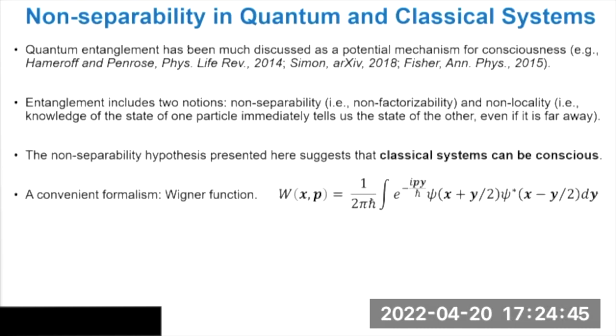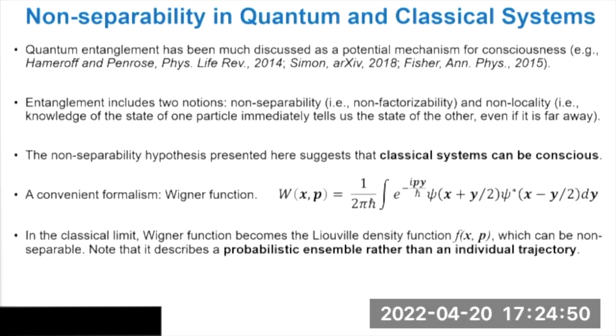And it's connected to the wave function psi, as shown here with this formula. But the Wigner function can be shown in a classical limit to become the Liouville density function. So there's a classical counterpart of the Wigner function, which describes the probability of the different states over the phase plane xp, right? This is a solid classical notion, and that function can be non-separable. So the point here is that you can have this seamless transition between the quantum case and classical case, and you can have non-separability in a classical case in principle.